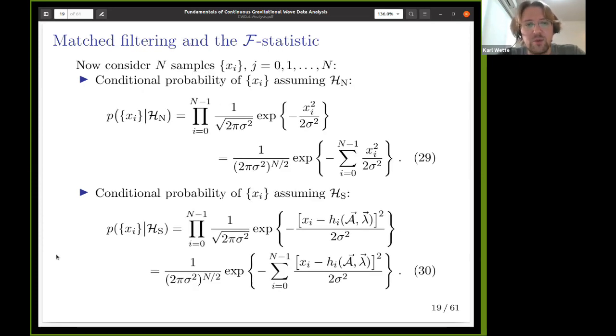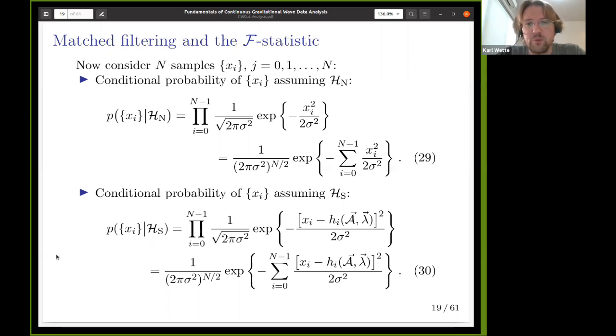So now, instead of considering just one sample, we can consider a whole bunch of samples. So we'll say n samples. And because the noise samples are independent, we can just multiply the individual probability distributions together. That's given in, say, the top line of equation 29.